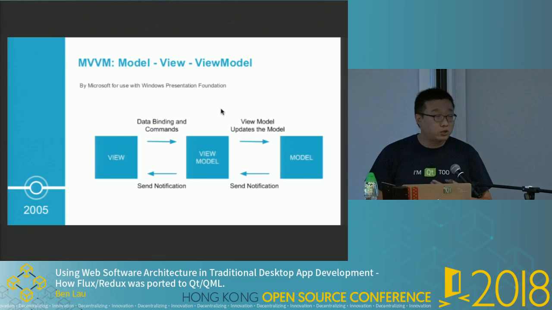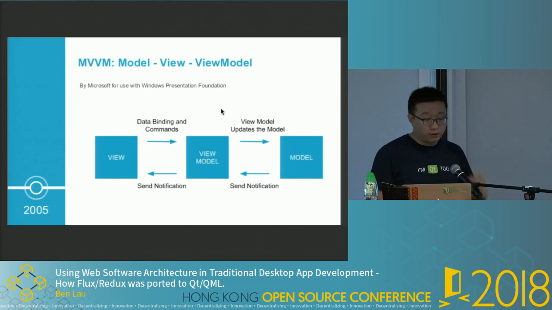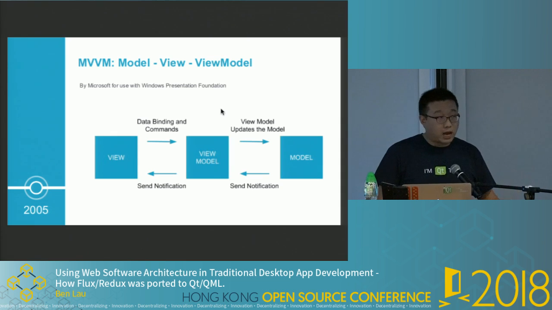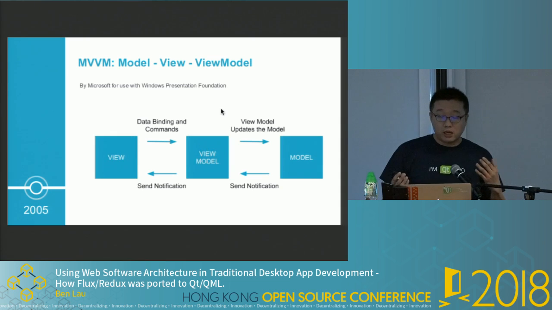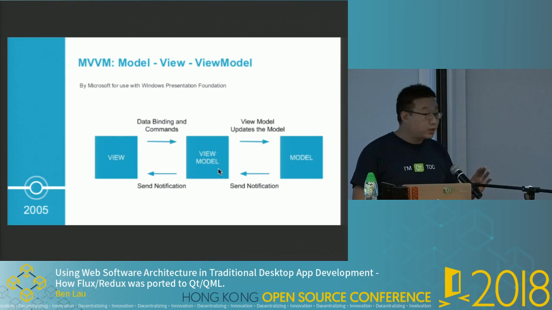So people try to invent more solutions. For example, MVVM, Model-View-ViewModel. It is a solution suggested by Microsoft to use with their frameworks. Instead of MVC, they replace the controller with a component called the ViewModel. The ViewModel reads data from the model and then passes the data to the view.